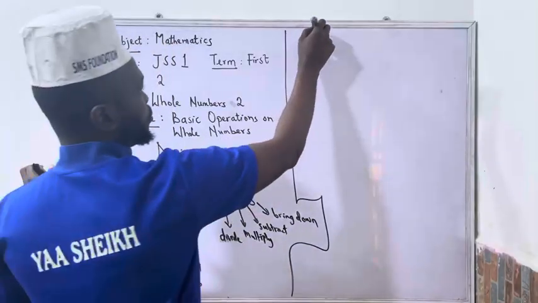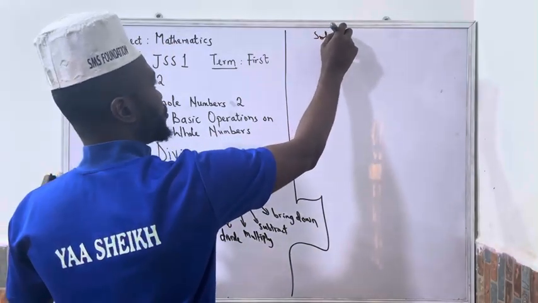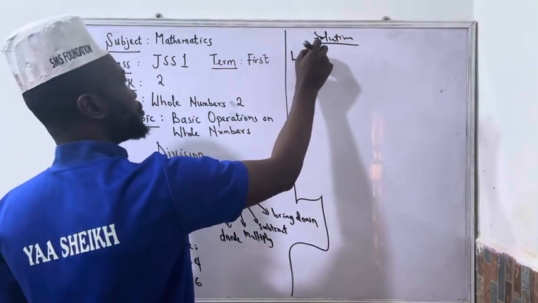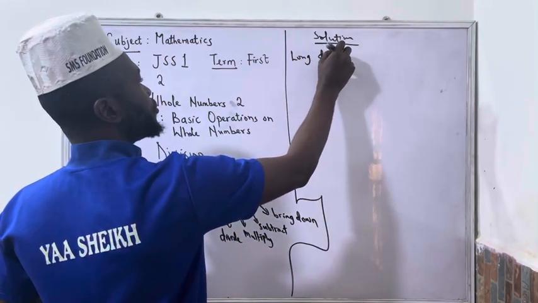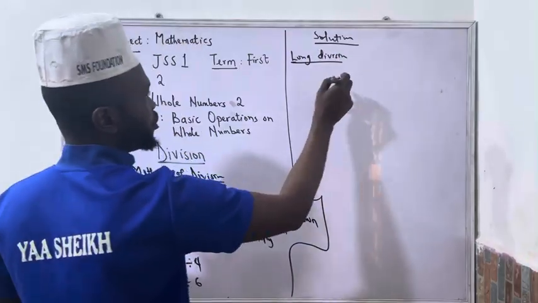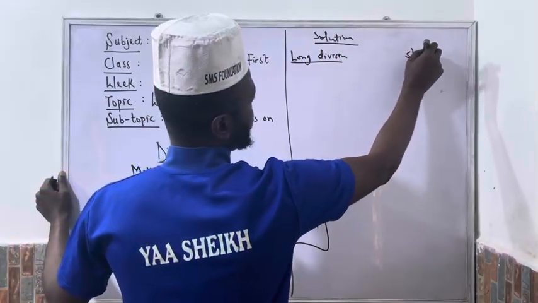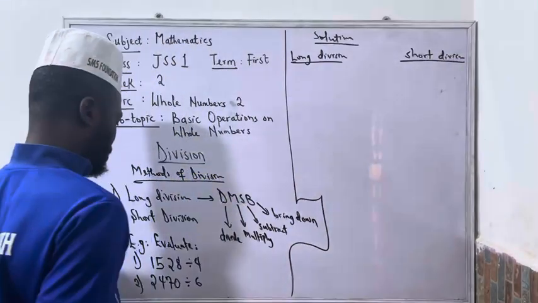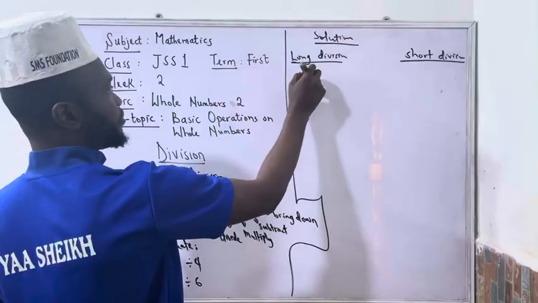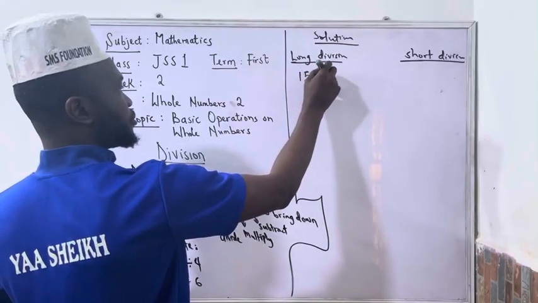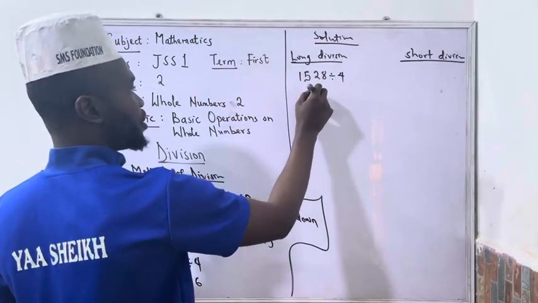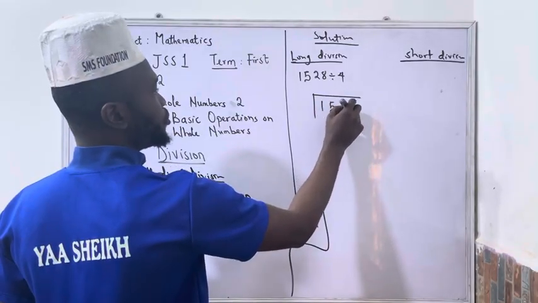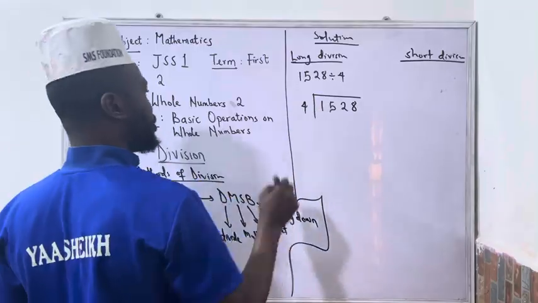So solution. I'm going to do long division first. Then I will do short division here. So let's start with long division. We have 1528 divided by 4. So we are going to draw our table. Put 1528 here. Then you put 4 here.